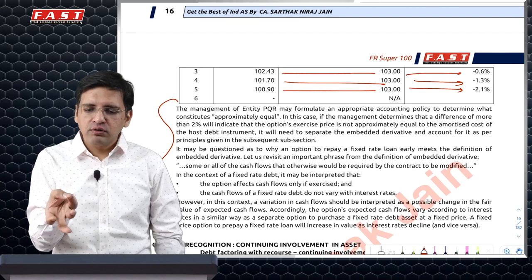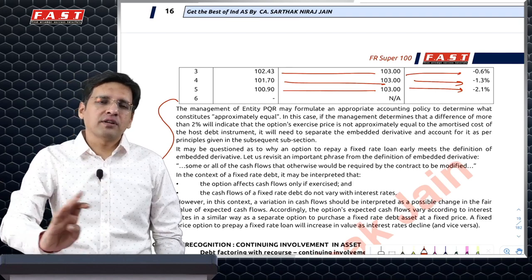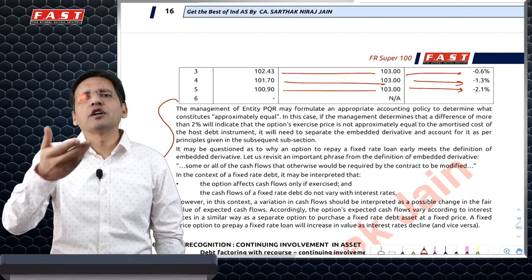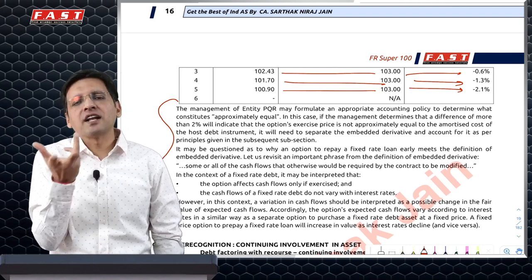So simply I'll recognize a loan of 100 and 12 will be my effective interest rate which I'll book. And if I do a prepayment, I'll additionally recognize a loss of 3. That is a derecognition loss.